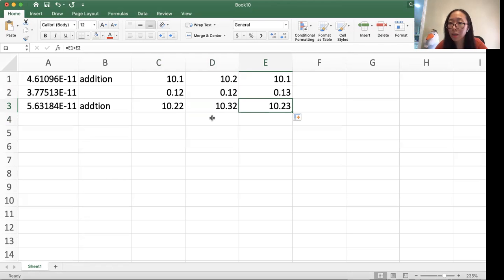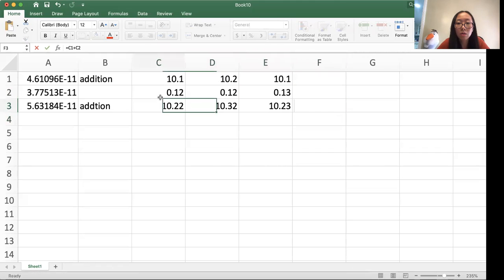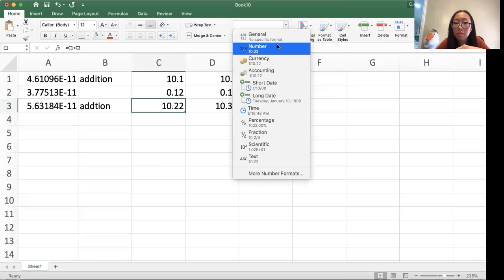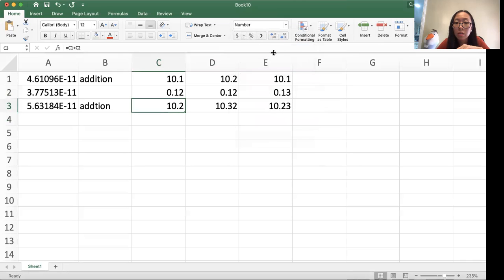Which one is limiting? Definitely the first number is limiting, because when you change the first number, you're seeing changes in the first decimal place already, which is why in this case we should only keep one decimal place. It should be 10.2. But multiplication and division will be totally different.